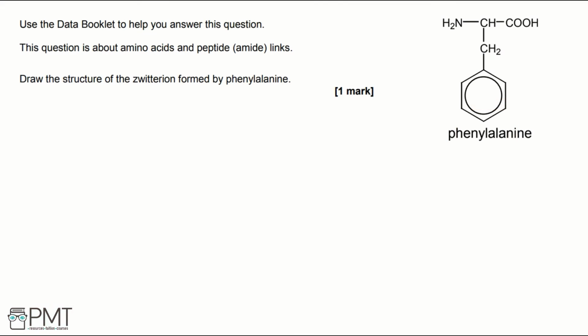Use the data booklet to help you answer this question. This question is about amino acids and peptide or amide links. Draw the structure of the zwitterion formed by phenylalanine.